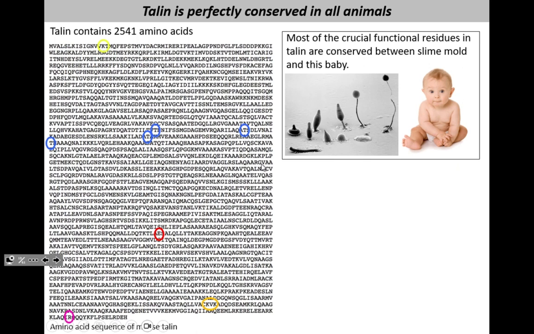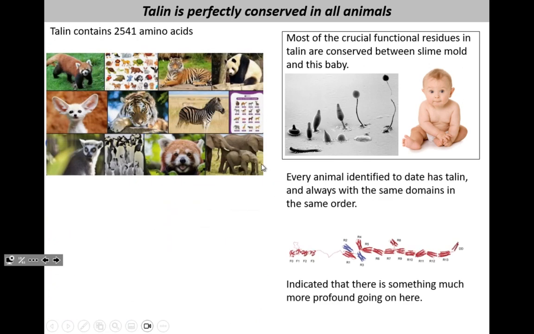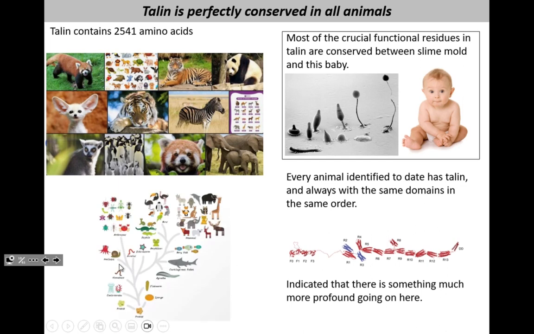And it goes much further than that, because the domain structure and the order of those rod domains is identical in every single animal which has been sequenced to date. Not just these guys which are in the zoo, but going much further back. Since Talin appeared, it's always had this same switch pattern. And that, to me, with this high conservation, suggested this isn't just connecting integrins to actin. This is doing something much more profound. And that's what I thought.